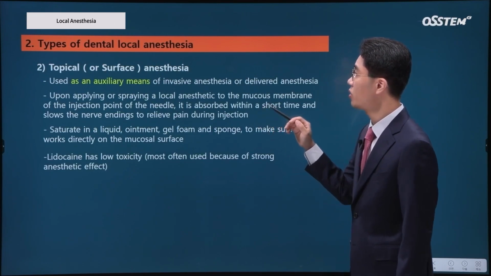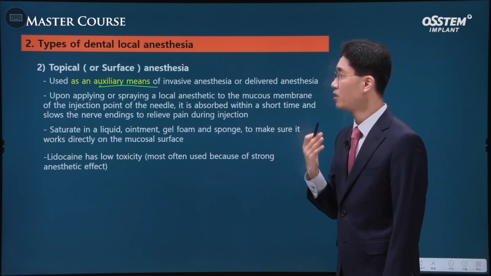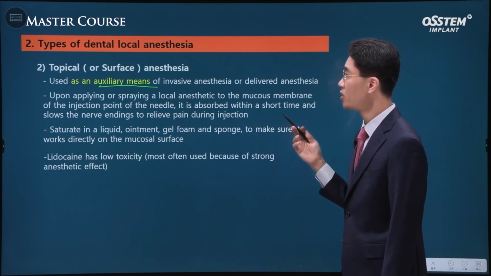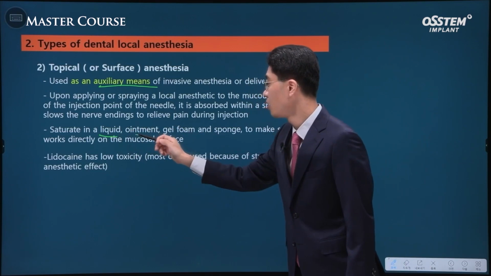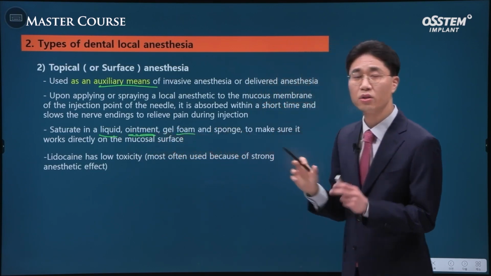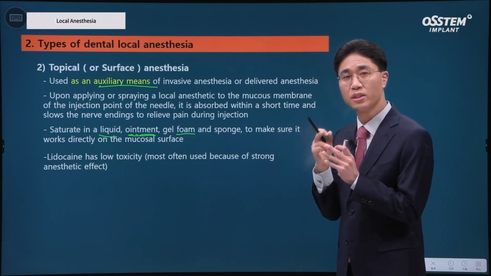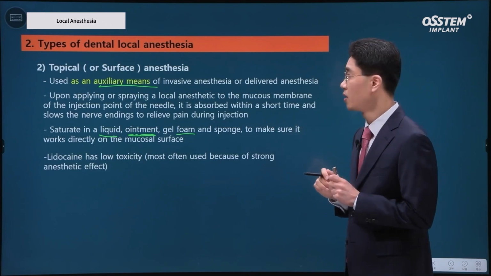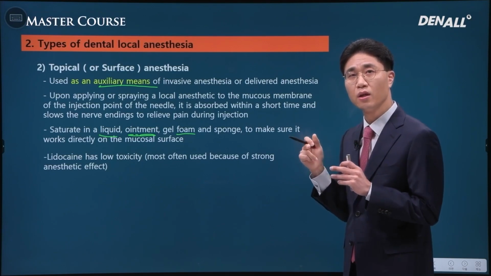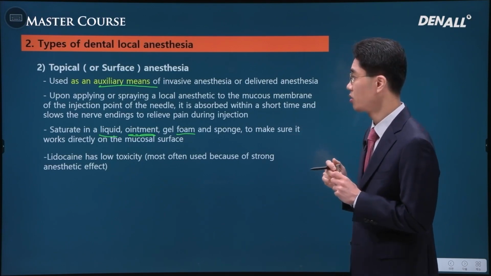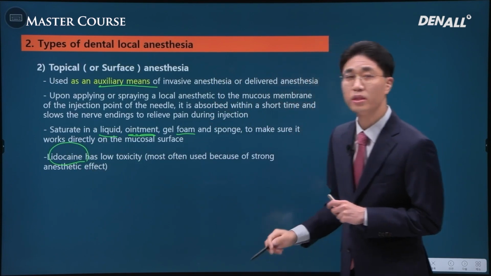Topical or surface anesthesia is, as mentioned, an auxiliary means. I'm sure a lot of dentists have such topical anesthesia available. It comes in liquid form as well as ointment and gel. In the area where the needle goes in, if such a surface anesthesia is applied, you can numb that area and minimize pain when the needle goes through. Topical anesthetics include lidocaine, which is really well known.